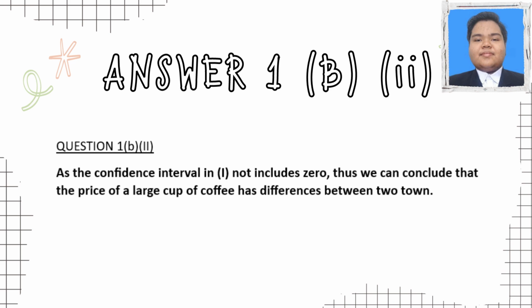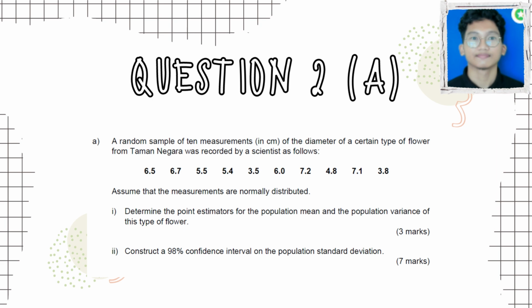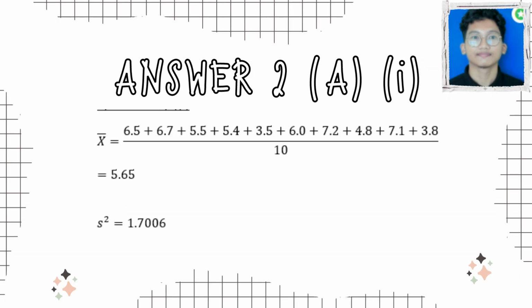Next, this is the answer for question 1B2 Roman. The question asks us to conclude whether the price of a large cup of coffee has no difference between the two towns. The answer is, as the confidence interval in 1 Roman does not include 0, we can conclude that the price of a large cup of coffee has a difference between the two towns. This is the question for 2A. This is the answer for question 2A1.